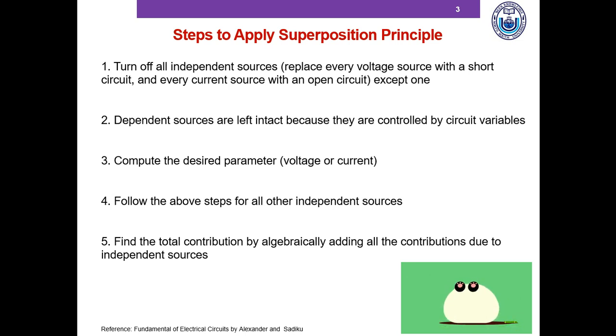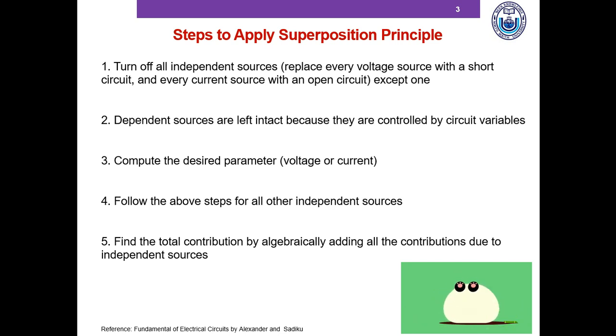The dependent sources are left untouched because they're controlled by circuit variables. If we turn off a dependent source by force, we're basically opening some of the elements of the circuit. We're basically changing the entire circuit, or the construction of the circuit.